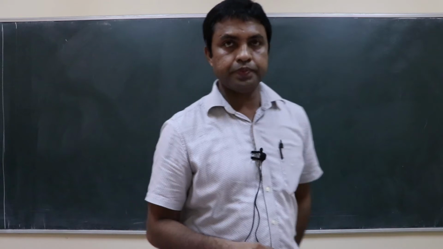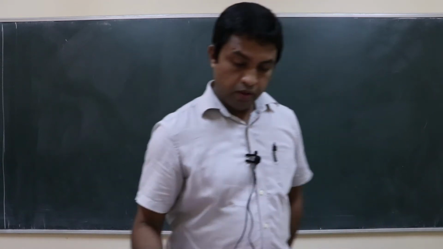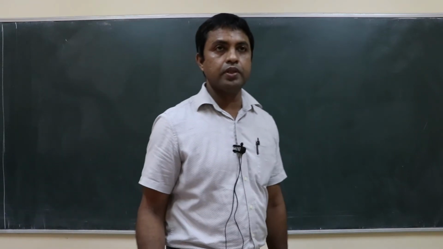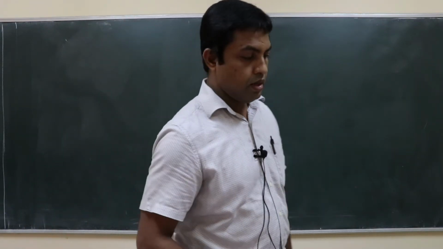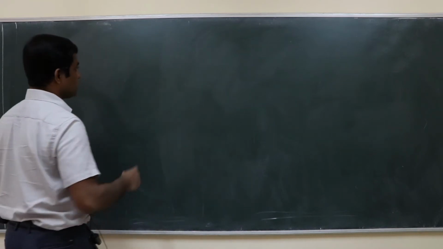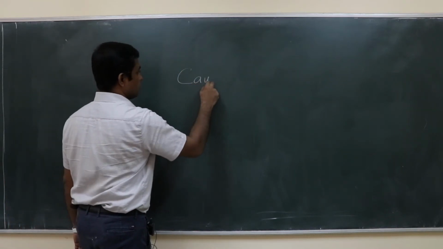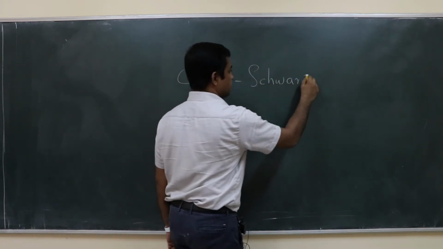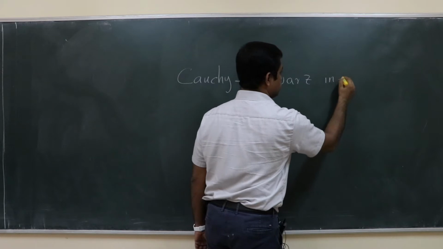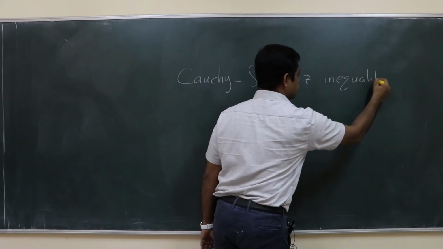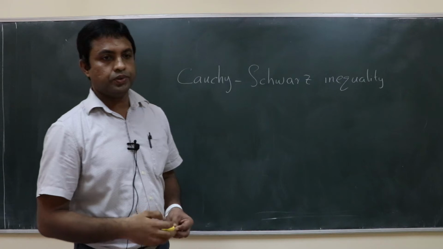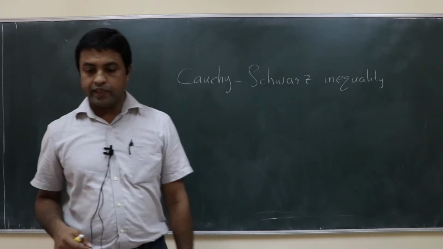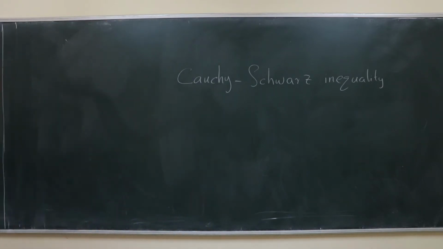So yesterday we discussed the orthonormal basis set and the Gram-Schmidt orthogonalization process. So now let us discuss the Cauchy-Schwarz inequality. Okay, so first let us derive this Cauchy-Schwarz inequality. While deriving this, you will understand more about the use of Ket-Bra notation.